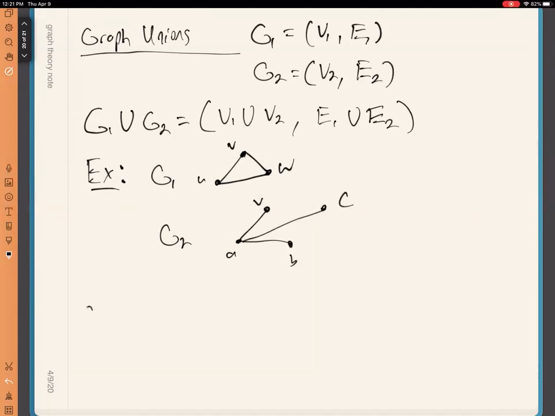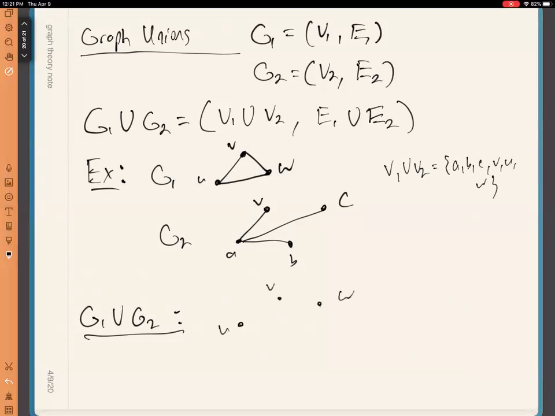And so what does the union look like? Well, I'm taking the union of the vertex sets, in this case V1 union V2. I'm going to have A, B, C, V, U, and W. So those are my vertices. Let's write those out. So maybe U, V, W, A, B, and maybe C is over here.